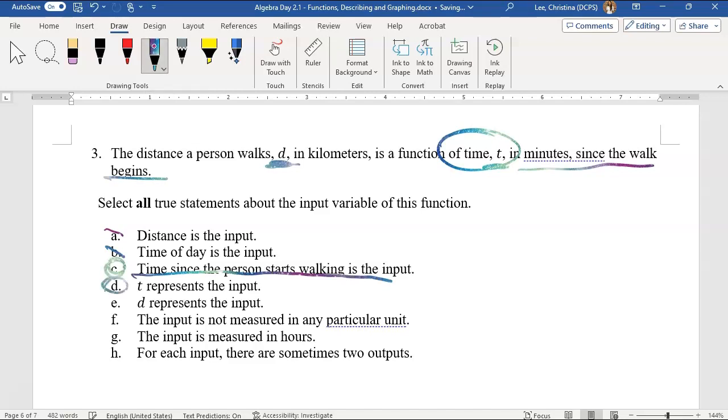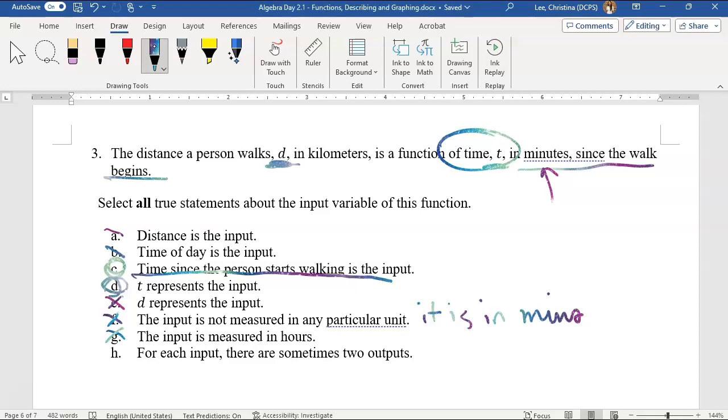T represents input. D does not represent input, that's distance. And the input is not measured in any particular unit. So the input in time is in minutes. So that is false because it is in minutes. And then the input is measured in hours. No. And for each input, there are sometimes 2 outputs.